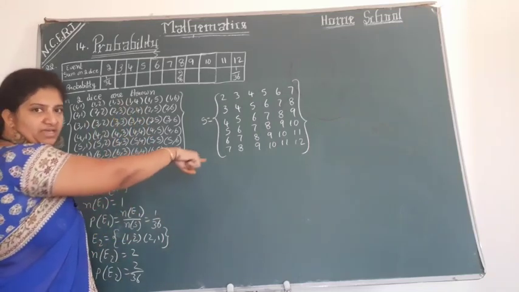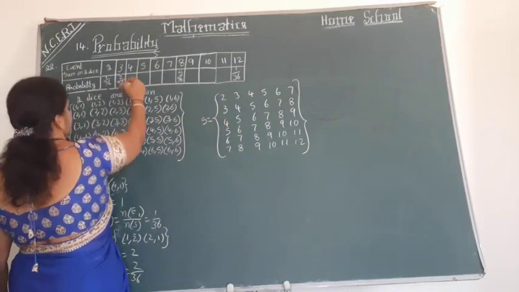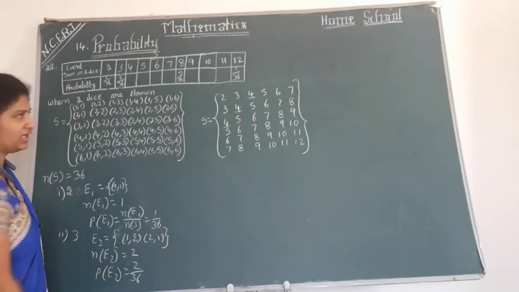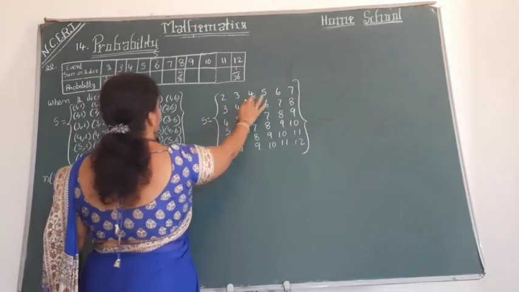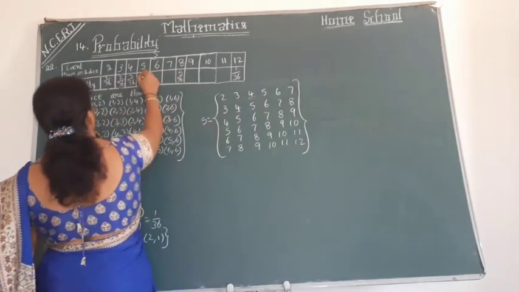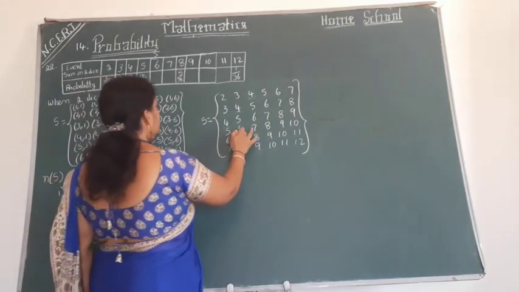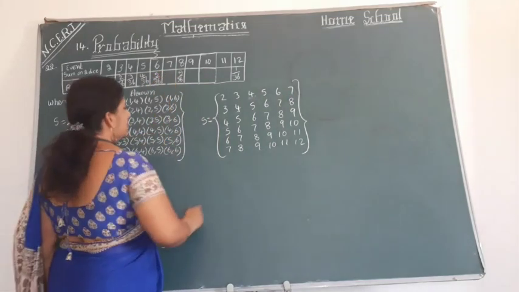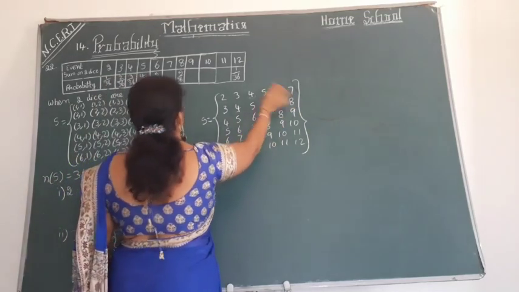Let's do it orally by seeing this. Now for 3, what is your answer here? 2 by 36. Coming to your 4: 1, 2, 3. What is your probability? 3 by 36. Next is 5: look over here, 1, 2, 3, 4. 4 by 36. Coming to 6: 1, 2, 3, 4, 5. That will be 5 by 36. Coming to 7: 1, 2, 3, 4, 5, 6.